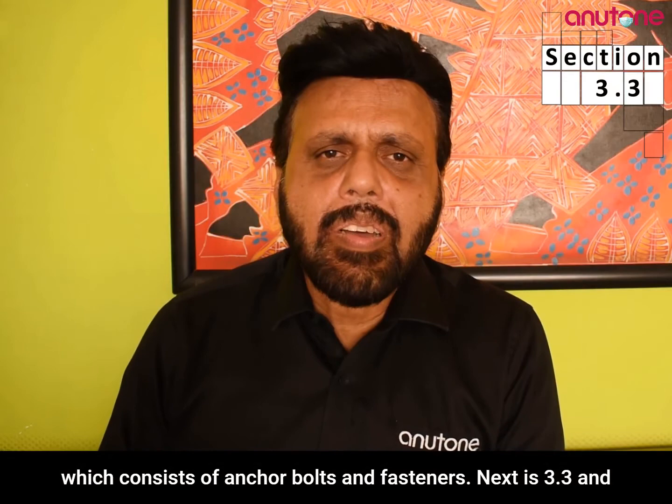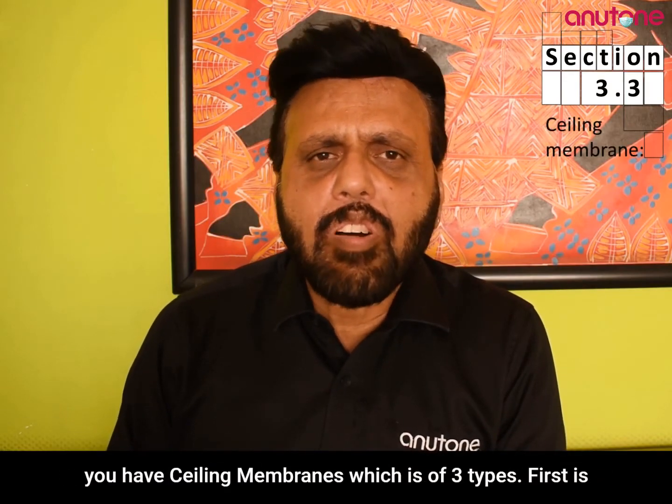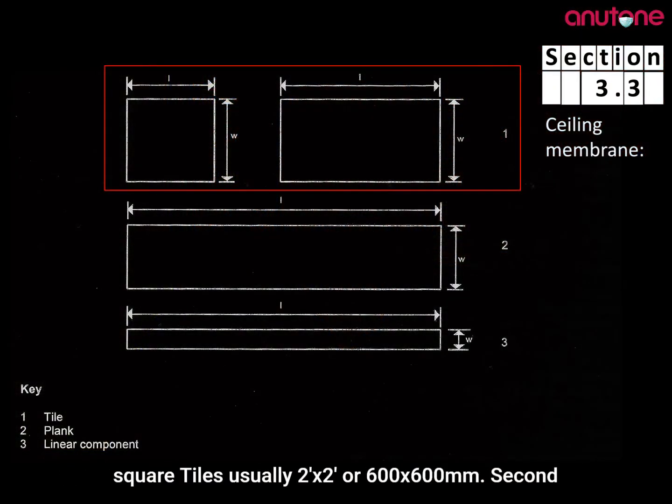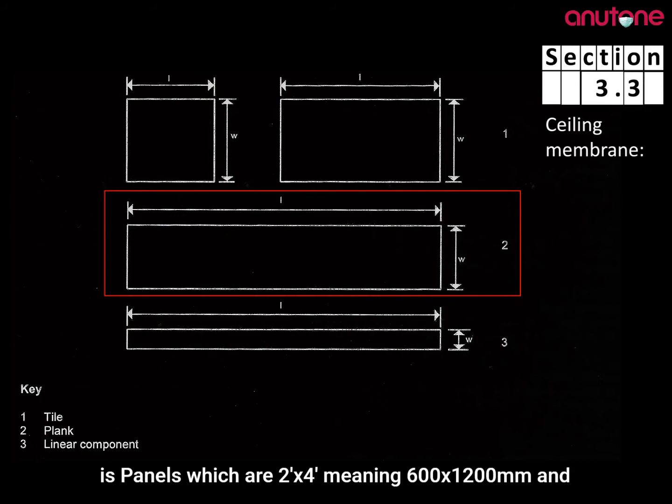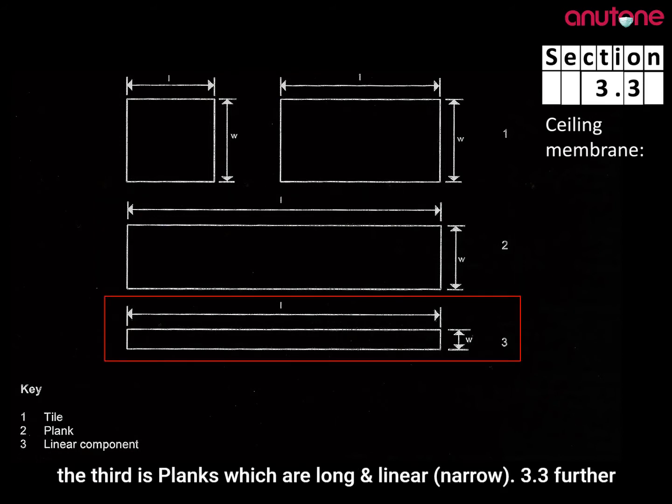Next is 3.3, and you have ceiling membranes, which is of 3 types. First is square tiles, usually 2 feet by 2 feet or 600 by 600 mm. Second is panels, which are 2 by 4, meaning 600 by 1200 mm. And the third is planks, which are long and linear and narrow.